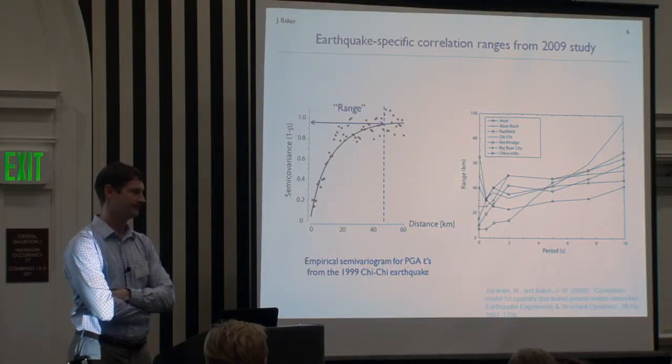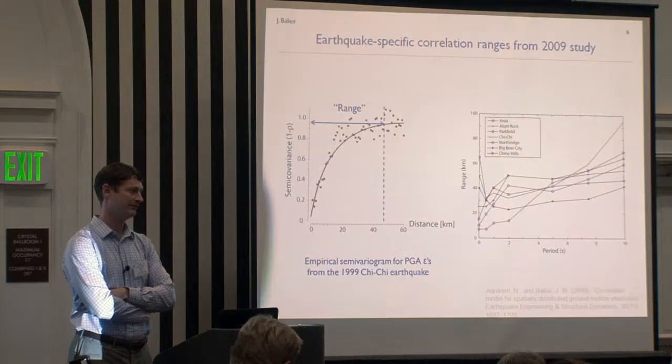Brian, you had a question? Yeah. So my question is, in NGA West 2, when we calculate phi, we assume all the residuals are spatially uncorrelated. Now you're showing that there is spatial correlation. So how is that going to impact our estimates of phi?